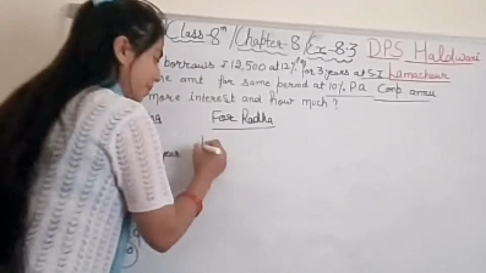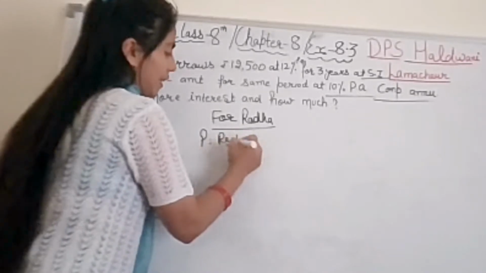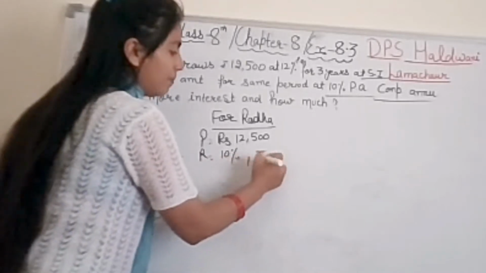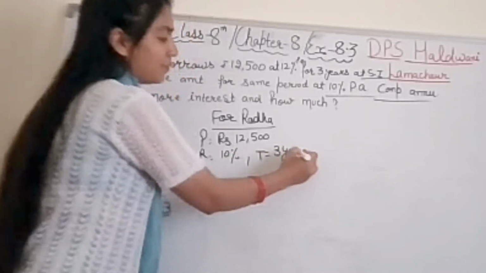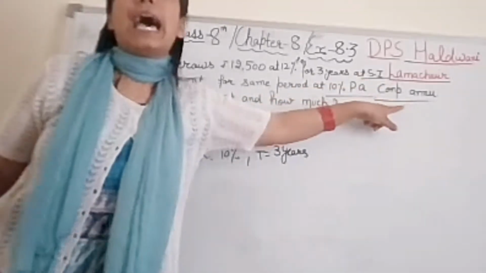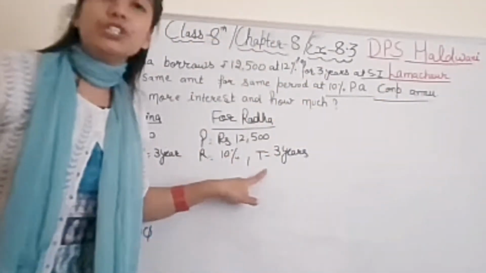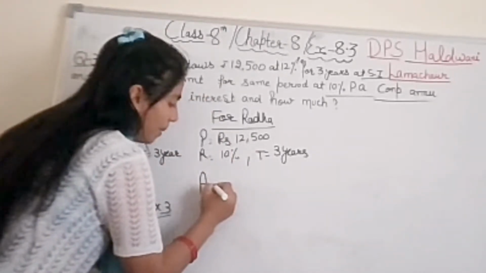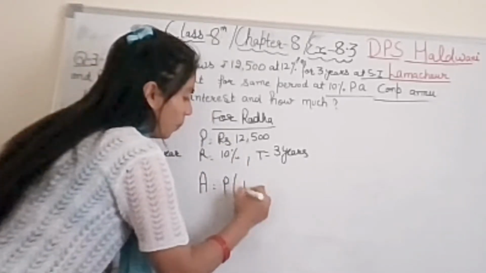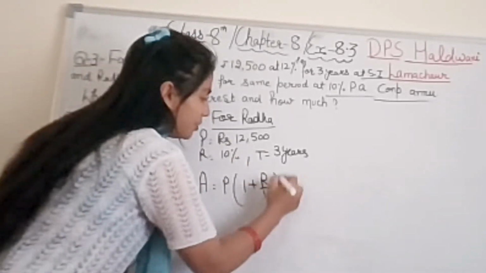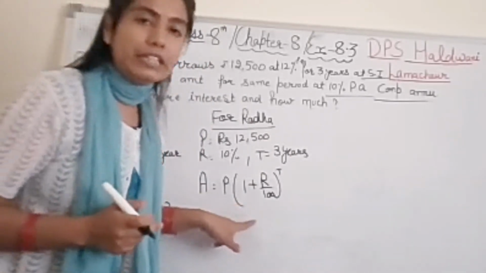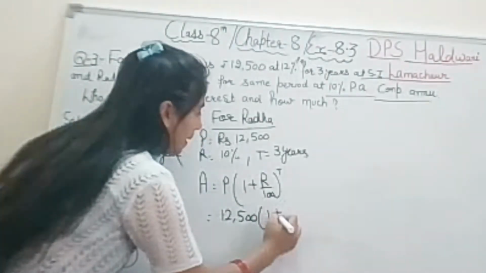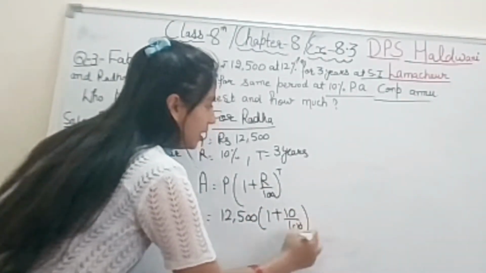Now for Radha, she also borrowed the same money, rupees 12,500, right? Rate of interest 10% and time is the same, that is 3 years, right, students? But she took at compounded annually. Now annually here there will be no change in time and rate of interest, right, students? So let's take out first of all the amount. So amount is equal to P, 1 plus R upon 100, to the power T. You only need to learn the formula and put the values into the formula. 12,500, 1 plus R is 10 upon 100, T is 3 years.